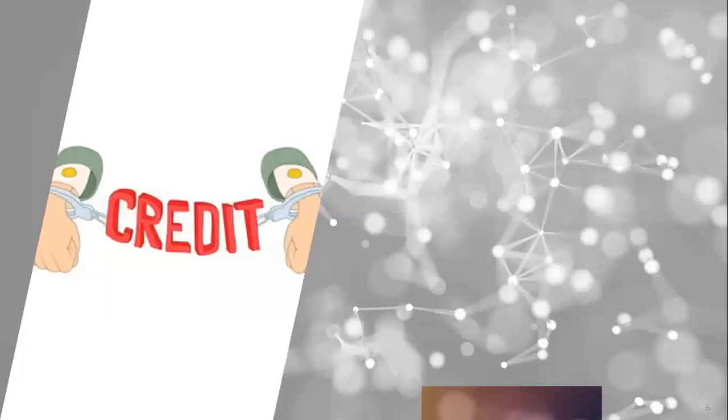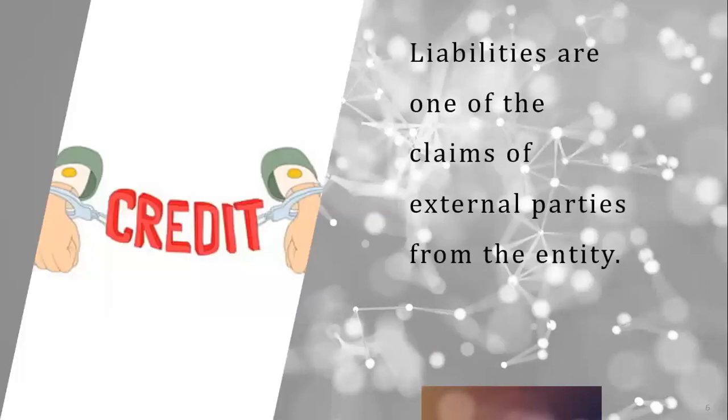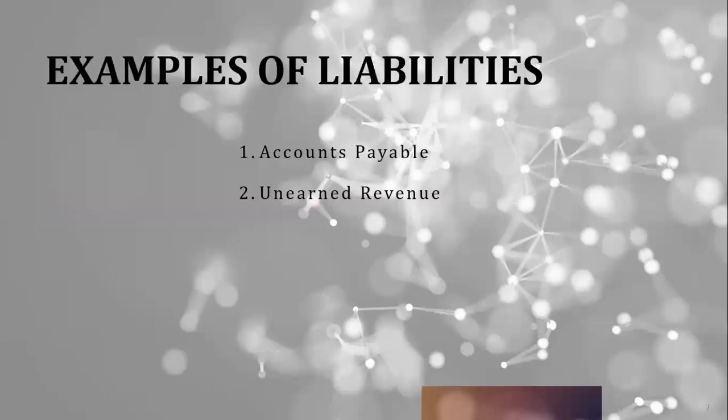So let's proceed to credit or liabilities. Liabilities are one of the claims of external parties from the entity. So these debts do not always have to be paid in money. Some of these liabilities are in the form of obligation to do some service or even give something. So liabilities can take form in the following. We have accounts payable and unearned revenue.